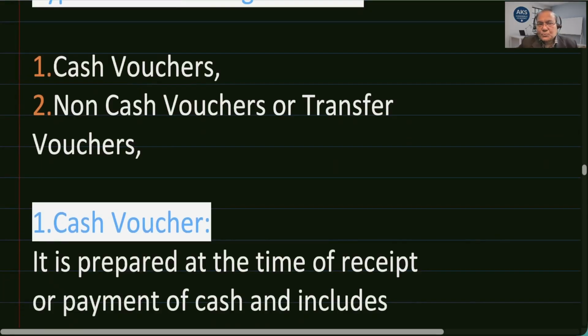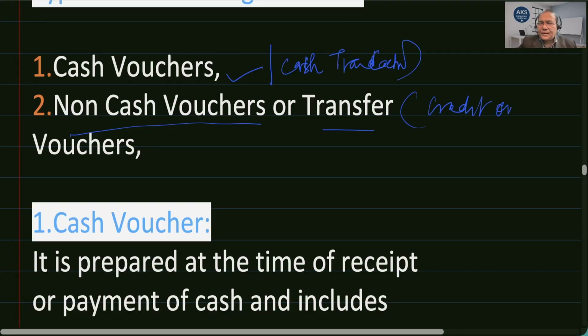So this is the cash voucher. There are two types. One is cash, another one is non-cash or transfer voucher. Now what is a cash voucher and what is a non-cash or transfer voucher? This one is only used for cash transactions, and this one is for credit transactions. All right, so this is the difference. Credit transactions are those for which this is required. I will make a mention here. All right, let us see.